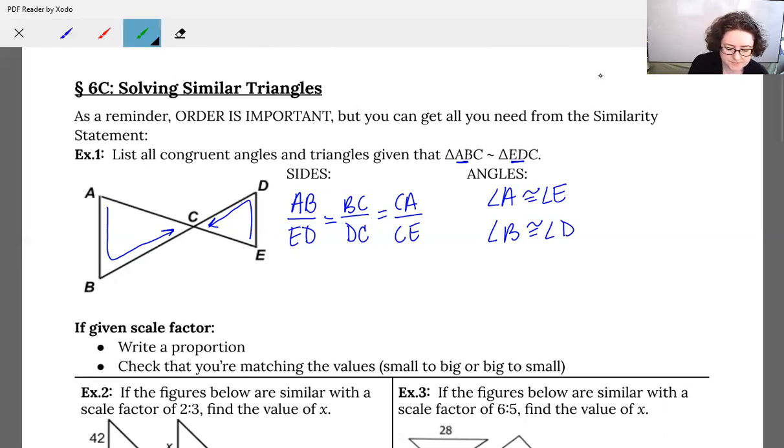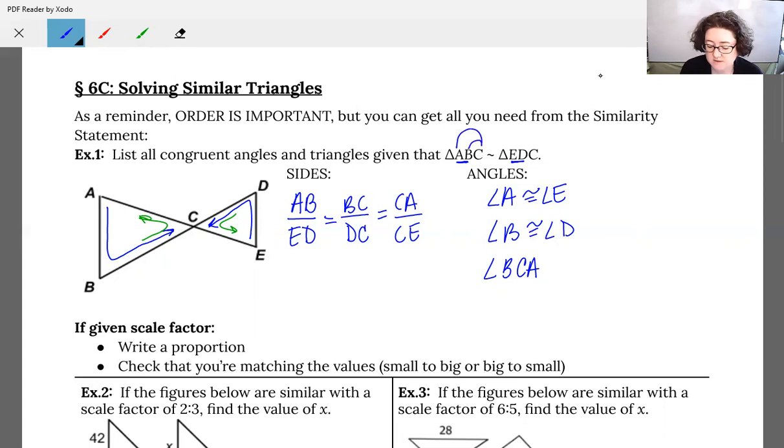So let me change my color. If I go in the same order of the triangles, I'm just continuing my order. Or I could go based on the names. If I name the first angle, again I'm looking at the C angles that are in the middle, so I need to make sure that C is in the middle of the name. Let's go with the first one, BCA. So if I use the order that they gave me on the triangles, B to C to A, I do the same thing in the second triangle, D to C to E. So again, always use that similarity statement to your advantage.